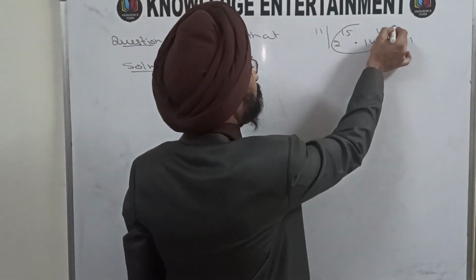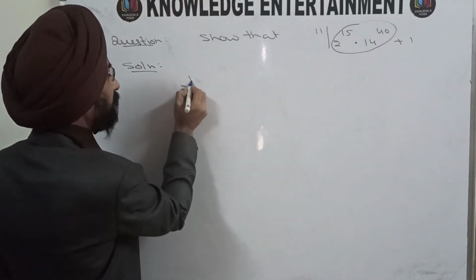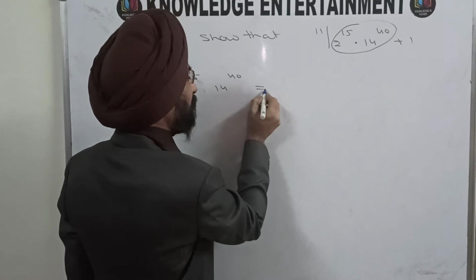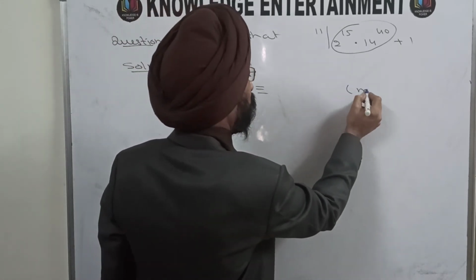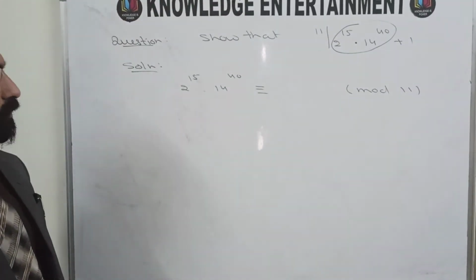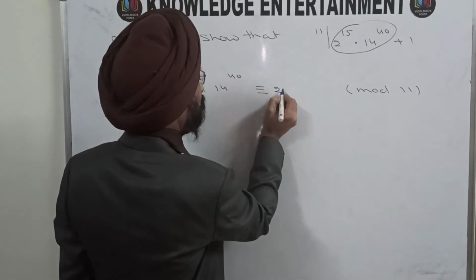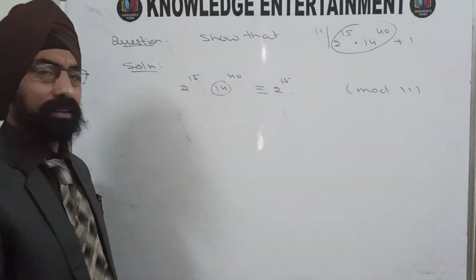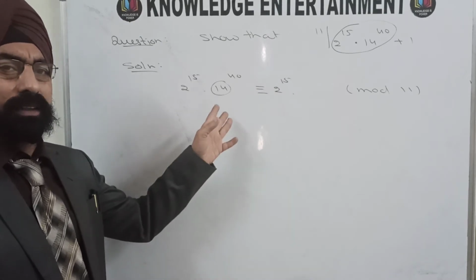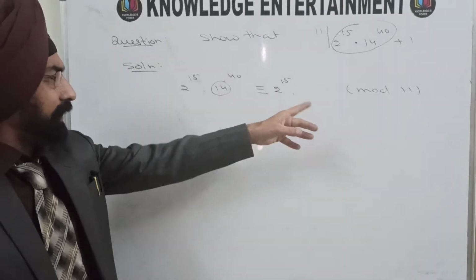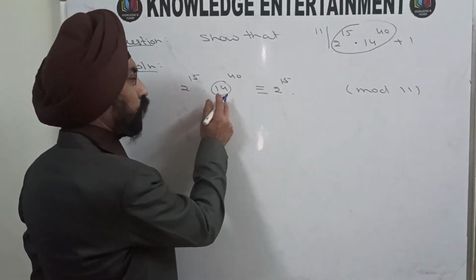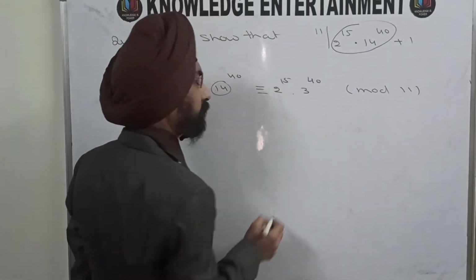Concentrate on this quantity, 2 raised to the power 15 into 14 raised to the power 40, and what it is congruent to modulo 11. That is our basic problem. So this 2 power 15 is okay, no problem. Now this 14 is in the base, and anything in the base can be replaced by the remainder obtained on dividing by the modulo quantity, that is 11. So divide 14 by 11, and the remainder is 3. So you can replace this 14 by 3. So it is 3 raised to the power 40.